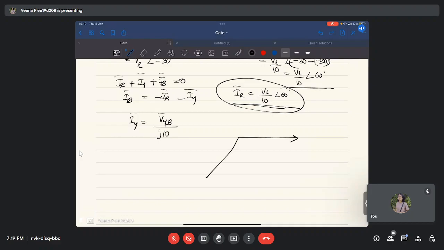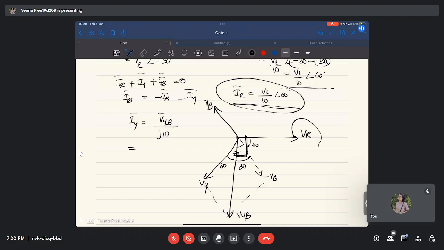So Vyb you can get from the phasor. This is your R, this is your Y, this is your B. Vyb is Vy plus minus Vb. So minus Vb is here, which is 60 degree from both Vr and Vy. By parallelogram addition of vectors, this is your Vyb, which is 30 degree from both the vectors. So from Vr, Vyb is 90 degree. When you write in terms of Vr as your reference, it will be line voltage angle minus 90 degree by J, which is 90 degree. So this is VL by 10 angle minus 180 degree, which is IY.